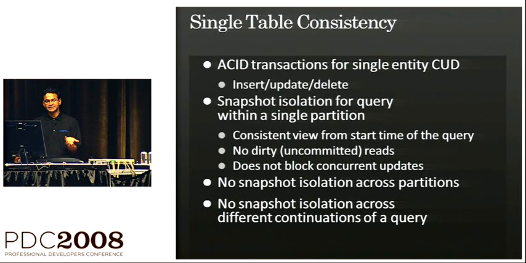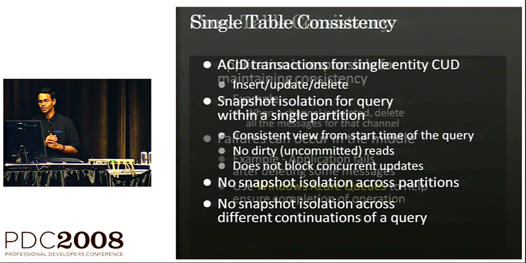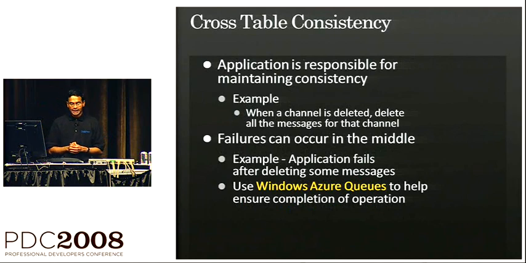OK, so we've been talking about a single table. But the microblogging application was a lot more interesting than that. It had two tables called channels and messages. And in most realistic applications, we want to keep them in sync. So let's look at how we can possibly do that. When you're using Windows Azure tables, the application is responsible for maintaining consistency across tables. So in the microblogging example, one of the things you might want to do is, when you delete a channel, you also want to delete all messages for that channel. And this touches two different tables. So how do you make this possible?